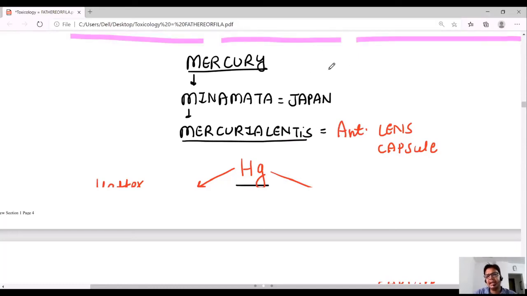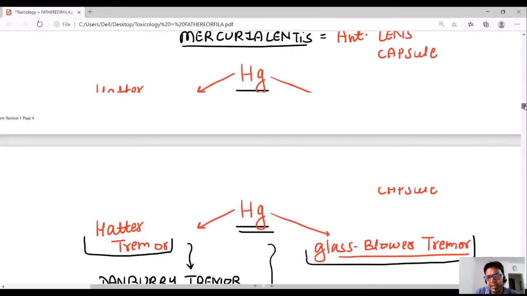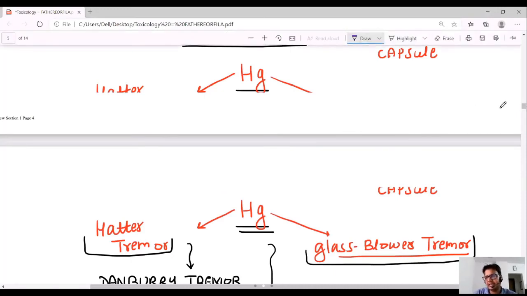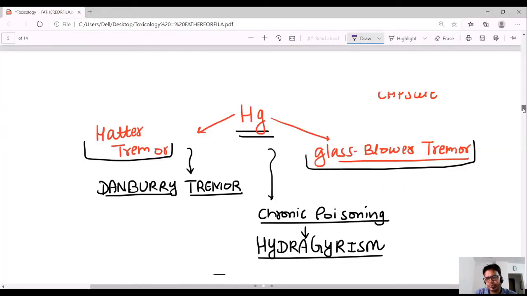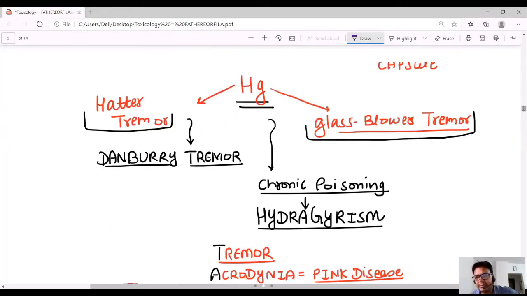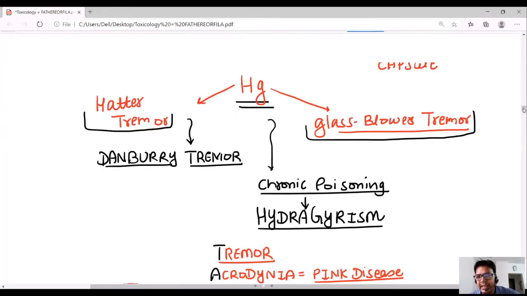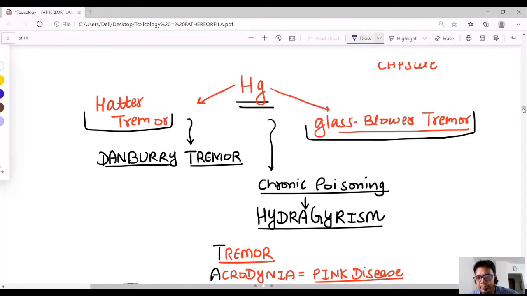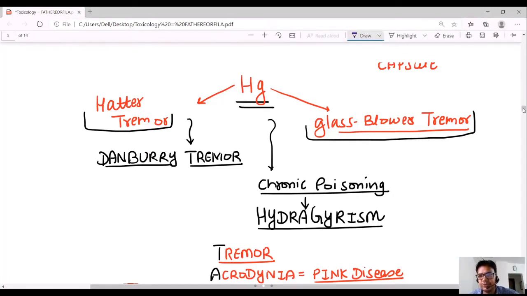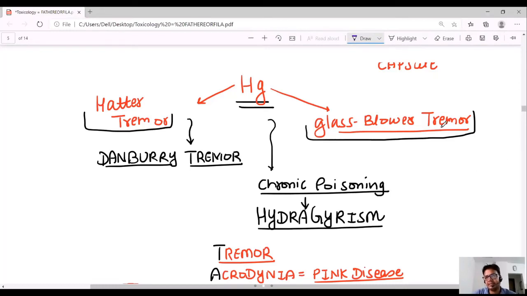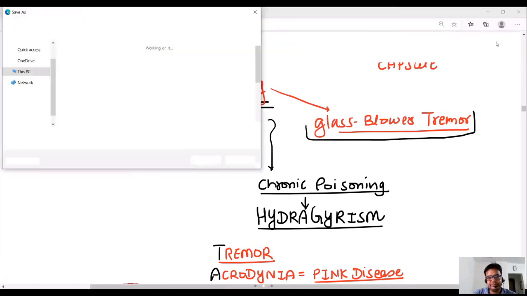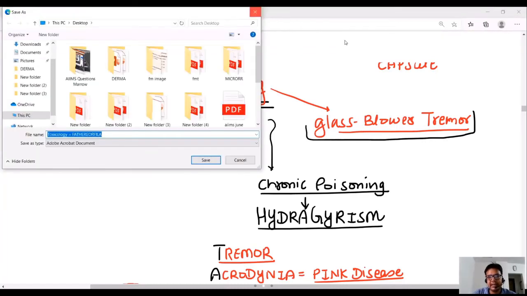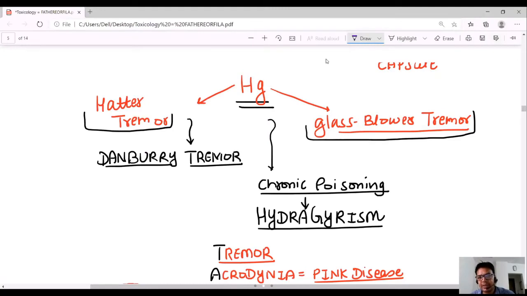So again, I am revising. M for mercury. M for Minamata disease of Japan due to mercury poisoning. M for Mercurialentis. Mercurialentis is mercury deposition in the anterior lens capsule.